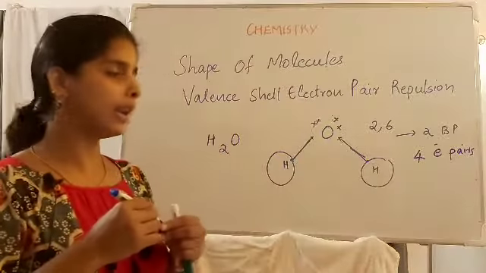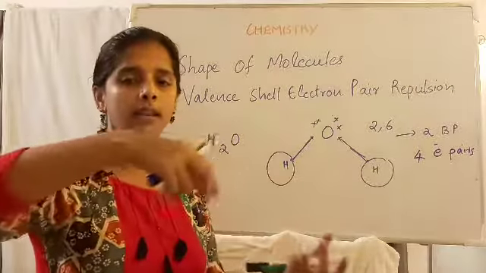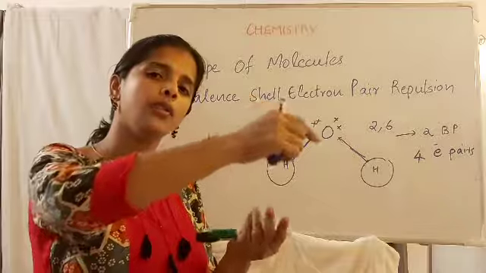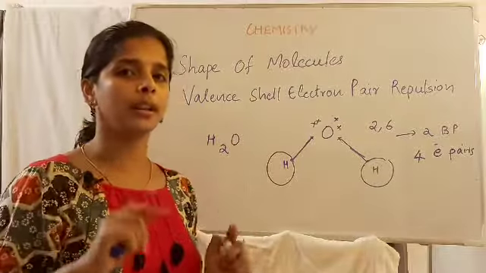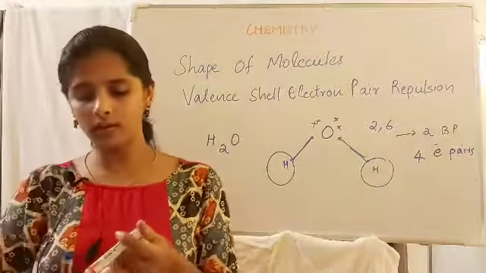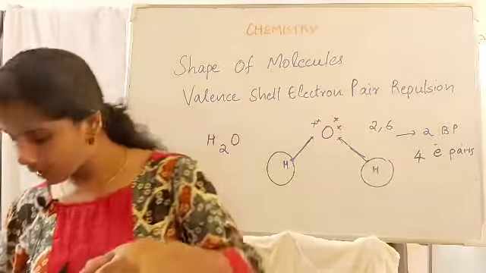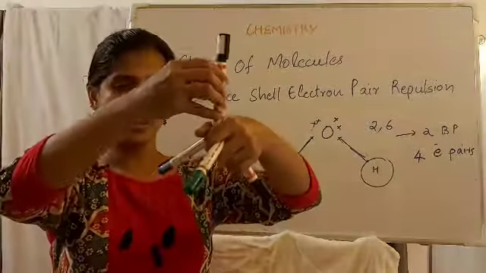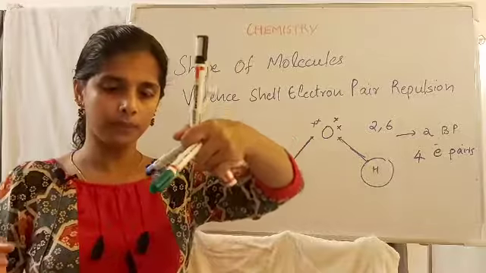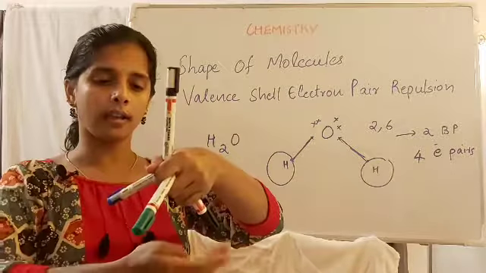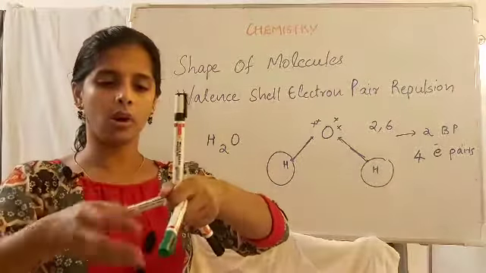So these 4 electron pairs are arranged on the 4 corners of a regular tetrahedron. So what is the tetrahedral shape? A triangular shape like this. This is the tetrahedral shape. Look, these are the 4 corners.